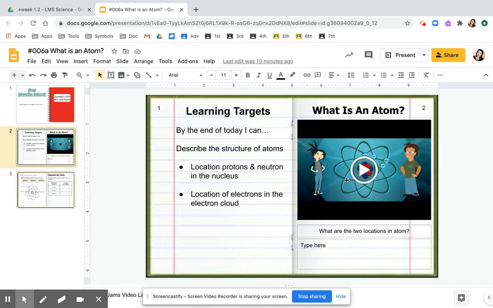So again, you're going to play the video, watch it, and answer the question. The question is, what are the two locations in an atom? And you will answer right here.